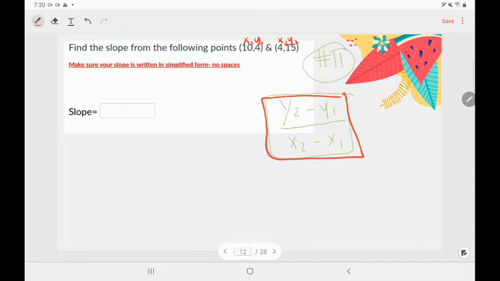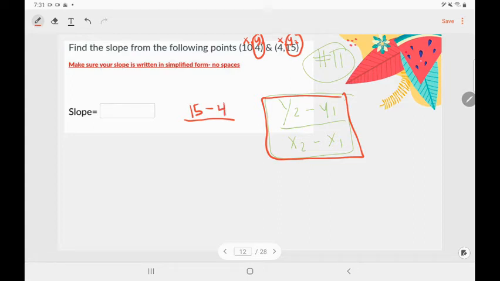So what is y2? y2 corresponds to the number 15. So in this formula, and I'm going to make my fraction bar to replicate this formula, I'm going to take out y2 and I'm going to replace it with 15. Then I have a minus sign, so I'm going to write a minus sign. Now I want to subtract y1. So I come up here. y1 is associated with 4, so I put 4 in its place.